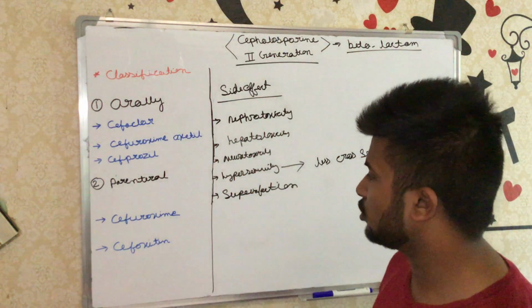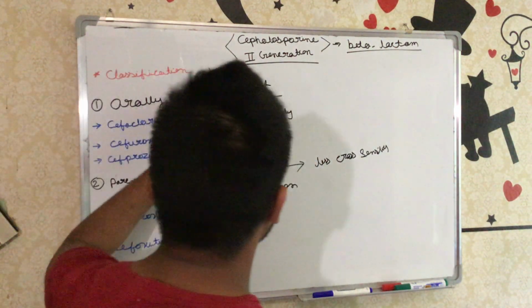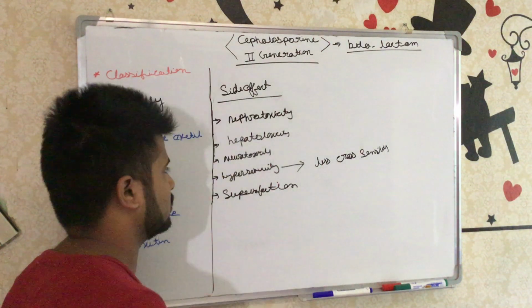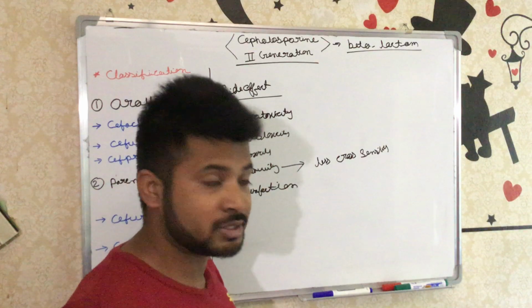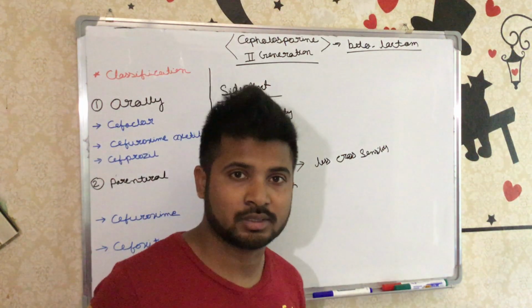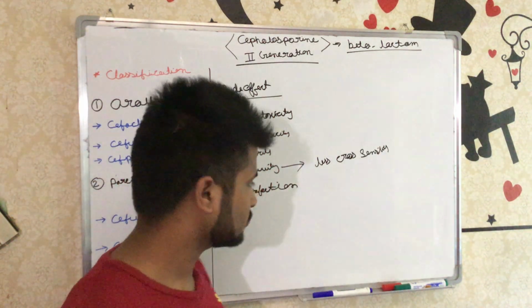And from here you can also suspect the contraindications: those who have nephrotoxicity, very severe chronic liver pathology, severe neurological disorder, hypersensitivity, and superinfections. They are all contraindications, obviously, but it depends upon the severity of the diseases.